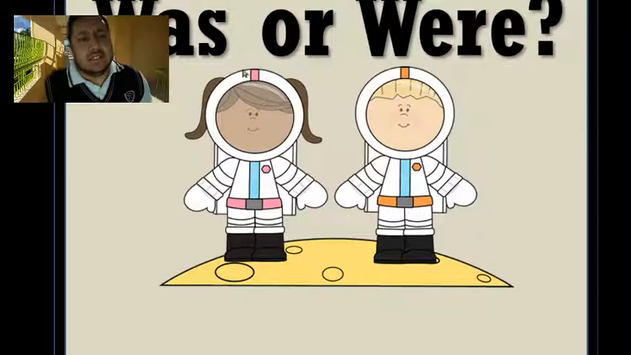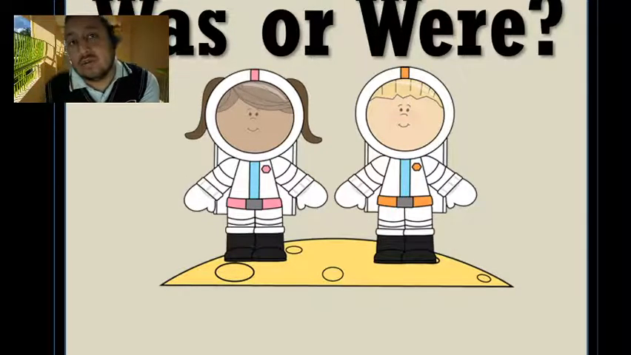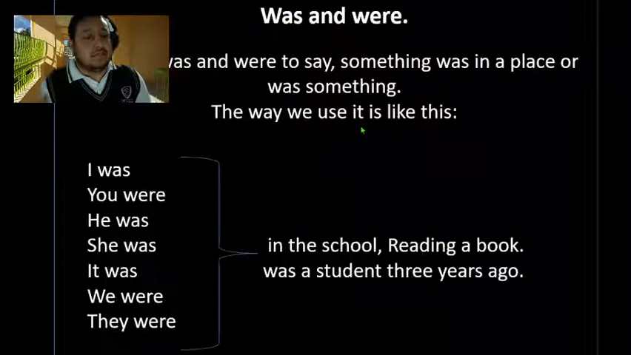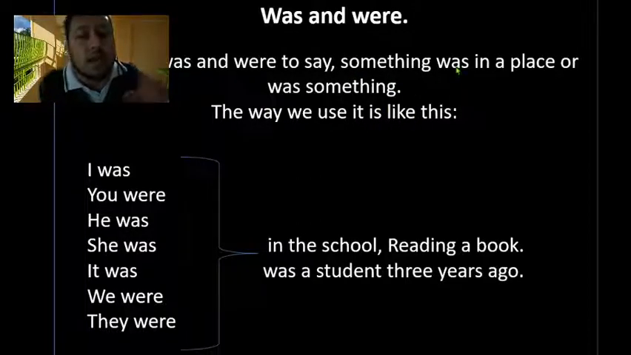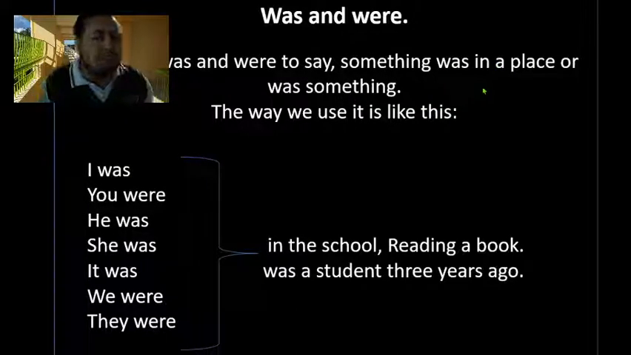This was and were, both, ambos son para decir era o estaba, right? I was a teacher, yo era un profesor. O I was in the school, yo estaba en la escuela. Depende de lo que pongan después de la palabra was o were, le da su significado, o sea, era o estaba. Let's listen. So it says here was and were. We use was and were to say something was in a place or was something, right? Entonces lo que les comentaba, lo vamos a utilizar para decirnos que algo estaba en un lugar o que era algo, un adjetivo, un profesor, un amigo.